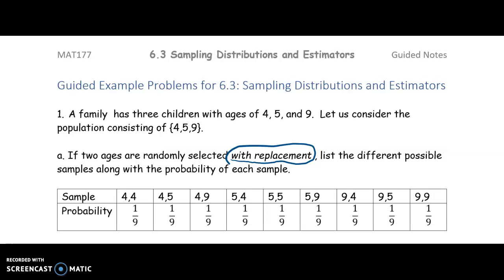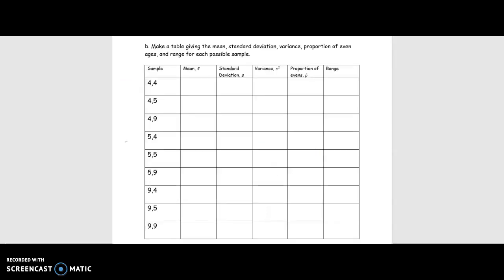When I list all the possible different samples, you could get 4, 4; 4, 5; 4, 9; 5, 4; 5, 5; 5, 9; 9, 4; 9, 5; and 9, 9. These are all independent, and each of these samples is equally likely to occur, so the probability of each of these individual samples is 1/9. We're going to look at the sampling distributions for the mean, standard deviation, variance, proportion of evens, and range for this data. In order to do that, we need to find each of those statistics for each sample.